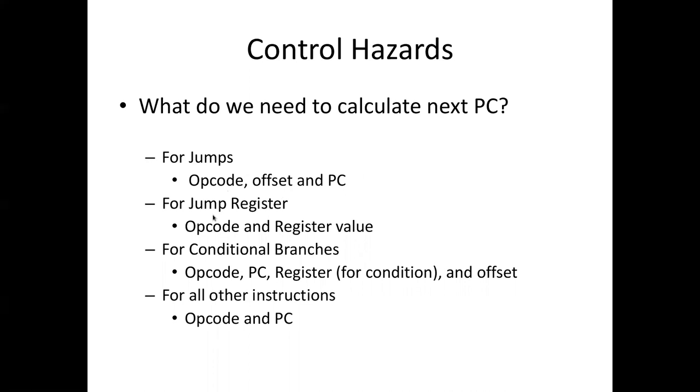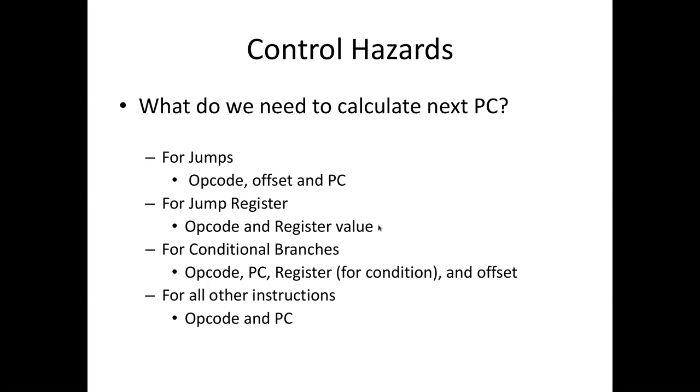We need also to be able to jump to a value that is specified in a register. And this involves not only the opcode, so all these require the opcode. We need to know what instruction we're doing. And then we also need a register value. So we also need to read from the register file in this case.